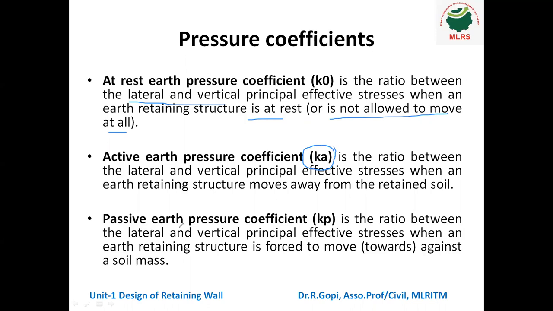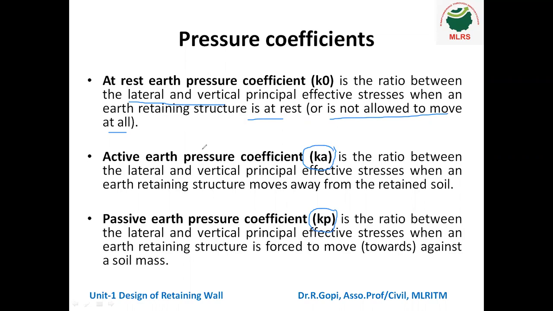Next, coming to passive earth pressure quotient. Passive means it is quite opposite of active. That means in case of active earth pressure, the wall moves away from the retained soil. In passive earth pressure, the wall moves towards the retained soil. So this is the passive earth pressure quotient. It is mentioned as Kp. So earth pressure at rest is not important, students. Only the active and passive earth pressure quotients are very, very important.